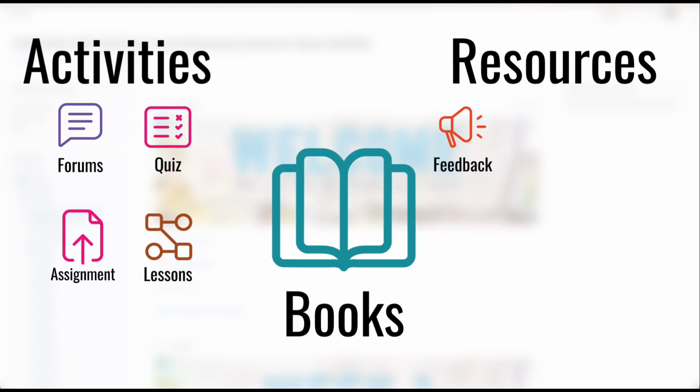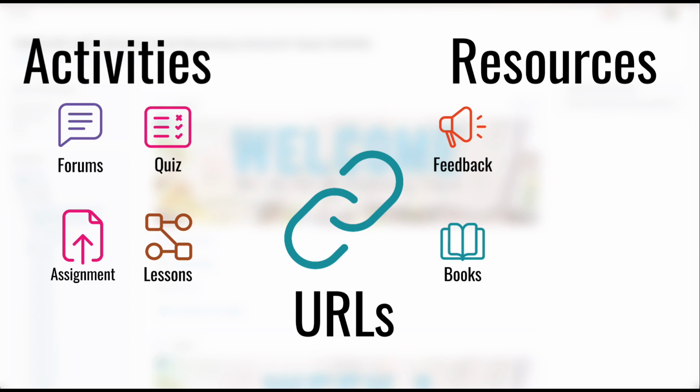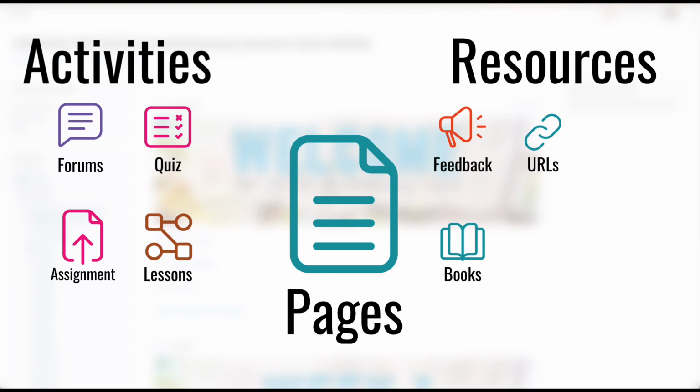Books function similarly to an ebook since they contain chapters and are navigable via a table of contents. URLs link out to different web pages like YouTube, a Google Drive content, or articles. Pages are a single page of content which can contain text, URLs to external pages, embedded videos, images, or other electronic media.